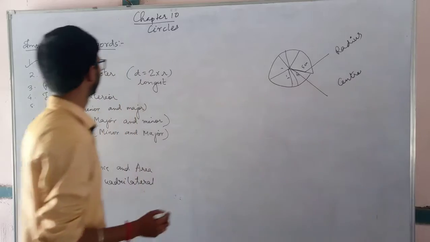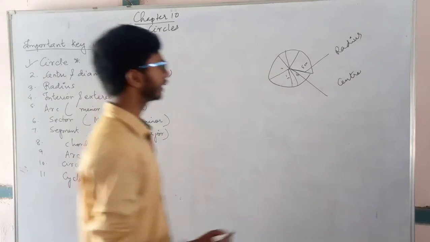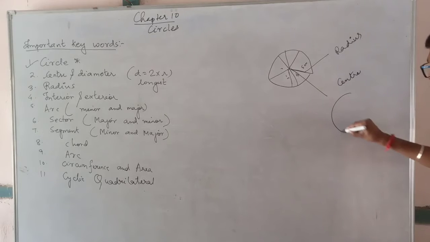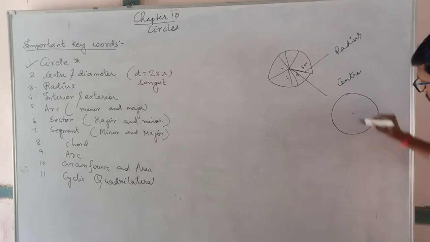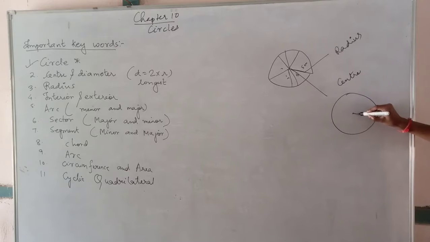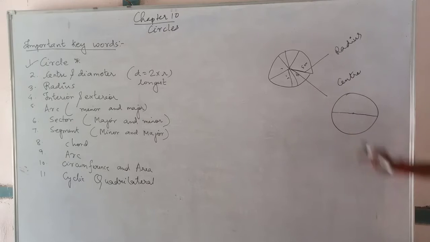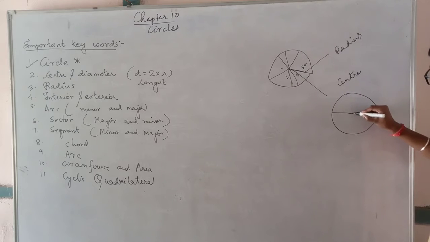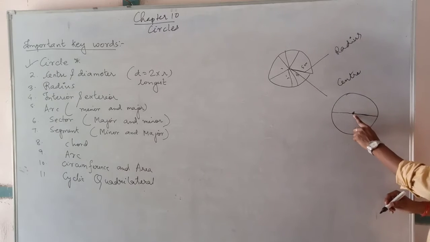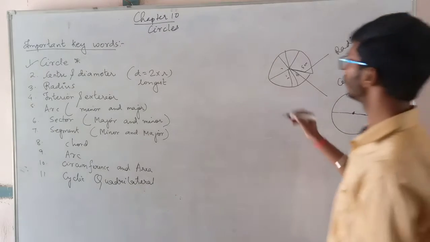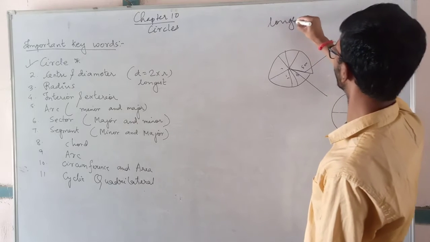Now second point is diameter. So this is the center, this is the radius. From this point, if I draw one more straight line such that this is the straight line, then we can call this line as the diameter. So any line which passes through the center is called as the diameter. And one more thing we can say, it is the longest chord.